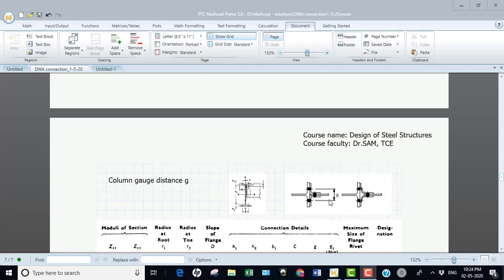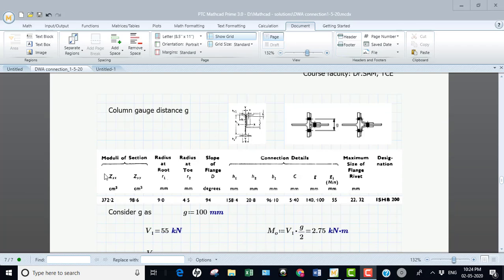What is this distance? It is nothing but the gauge distance, the column flange gauge distance. It is the difference between the two groups of bolts which are under out of plane rotation. From SP6, I have taken this figure to explain what G is. From SP6, for this column section, I refer to this gauge distance. It is given as 140 and 100.